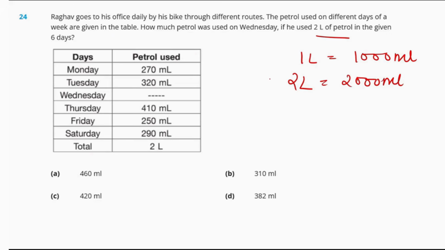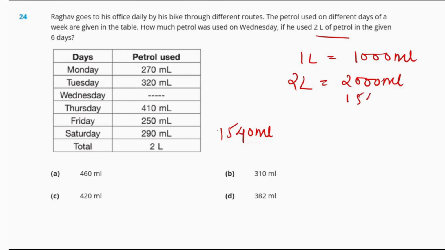So now to find the right answer for this, first of all, we have to do the sum of the amounts of petrol given to us for the rest of the 5 days, and then we have to take that amount and subtract it from 2000 ml. If we do the sum of the rest of the days, the total will be 1540 ml that he used. So now we have to subtract this from 2000 ml.